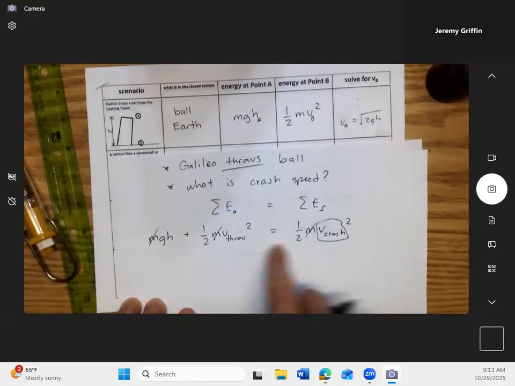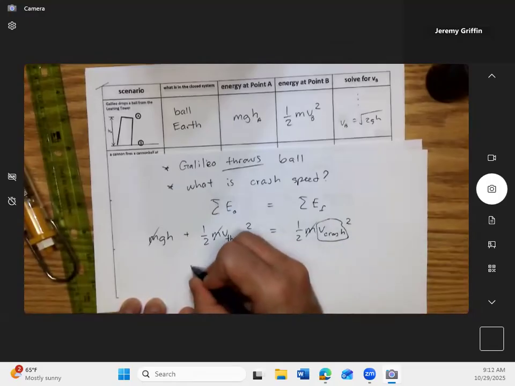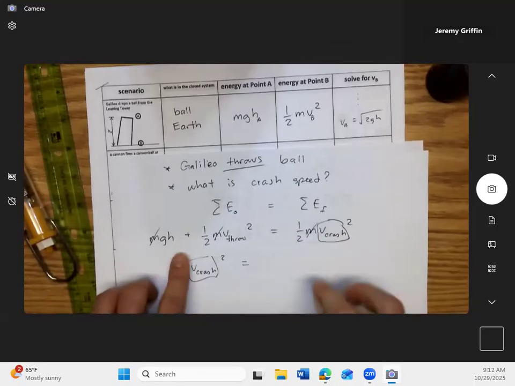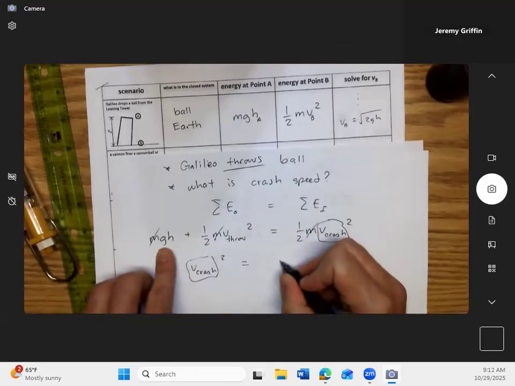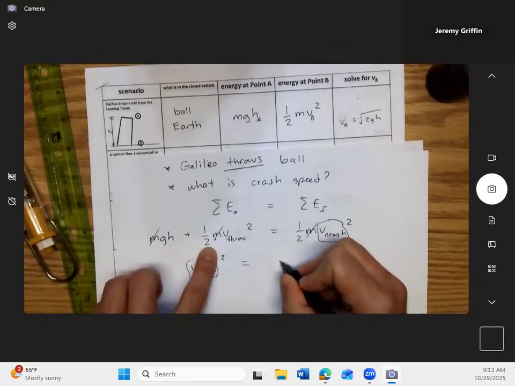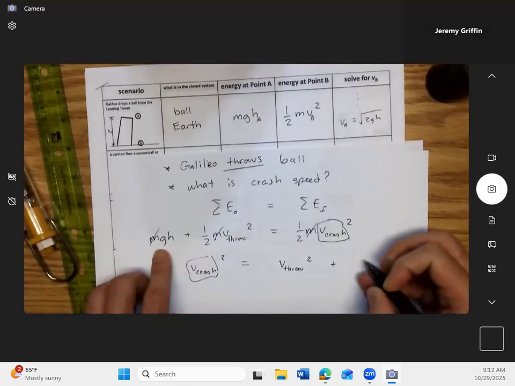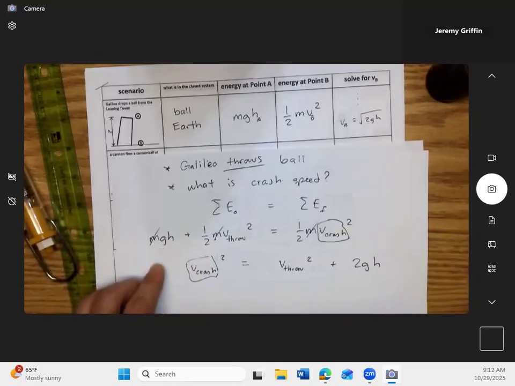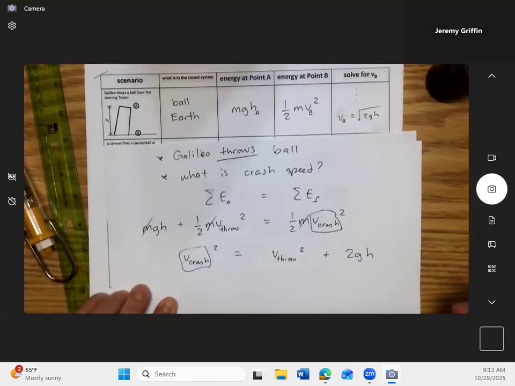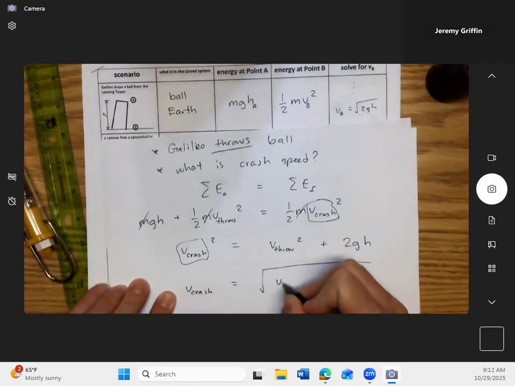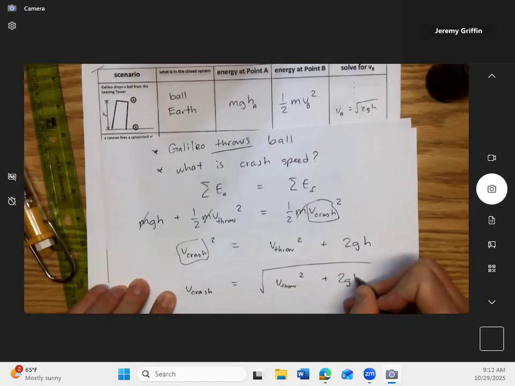Multiply this way by 2. So v crash squared equals, okay. If I multiply everything by 2, this times 2 would just be v throw squared. And then I got plus 2gh. Okay, is that true? And I got one more algebra step, which is to do what? Yeah, square root.